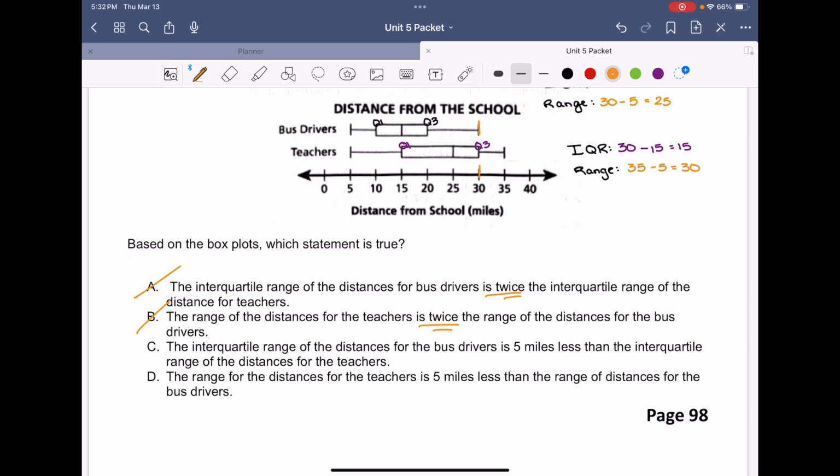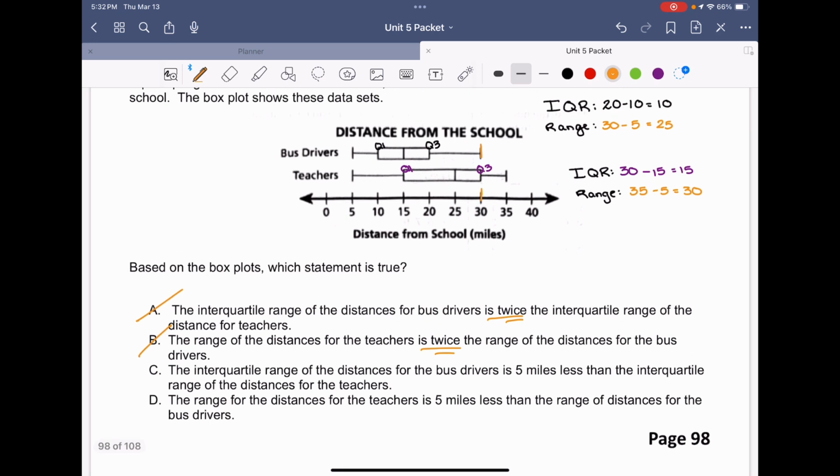C, the interquartile range for the distances for the bus drivers is 5 miles less than the interquartile range for the distance of the teachers. Well, 15 minus 10 is going to give us 5, so it could be C. Let's double check letter D. So the range for the distances for the teachers is 5 miles less. Well, we know that's not true because teachers have a higher travel distance. So our answer should be C.